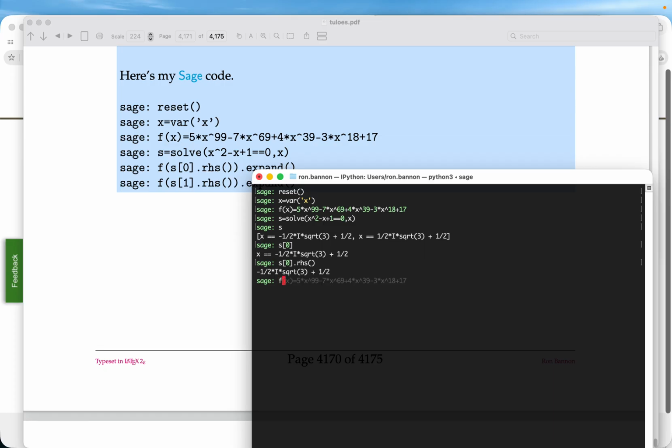Now, what I'm going to do is f of s0 right-hand side. And if I don't use the expand on it, it's going to just simply give me this over here. If I use the expand, oops, it's going to actually multiply it out for me, and it gives me number 12.